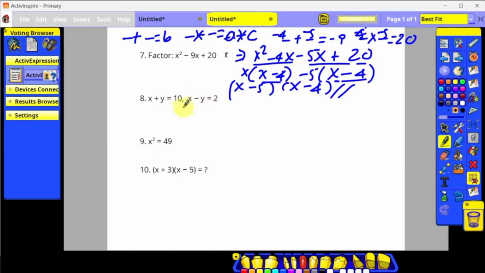This is a simultaneous equation, so write it like this: x plus y is equal to 10 and x minus y is equal to 2. So you add up downward, y cancelled by y, then x plus x is 2x is equal to 10 plus 2 is 12.